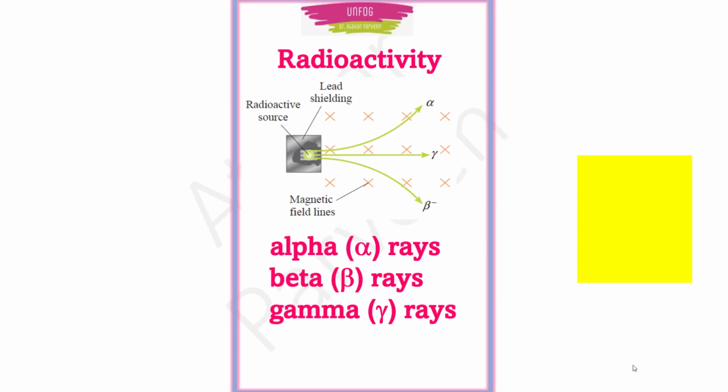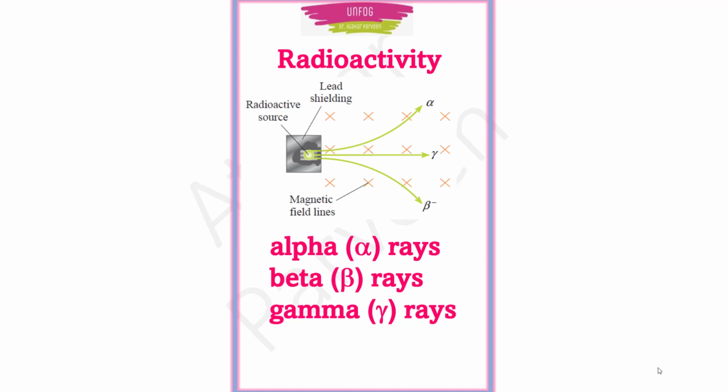Okay. Now in radioactivity, see, actually the radioactive substance is kept like this. I have kept this figure just to give you an idea that the radioactive substance is preserved in a lead shielding actually. Now it may give you alpha rays, it may give you beta rays, or it may give you gamma rays also. Okay.